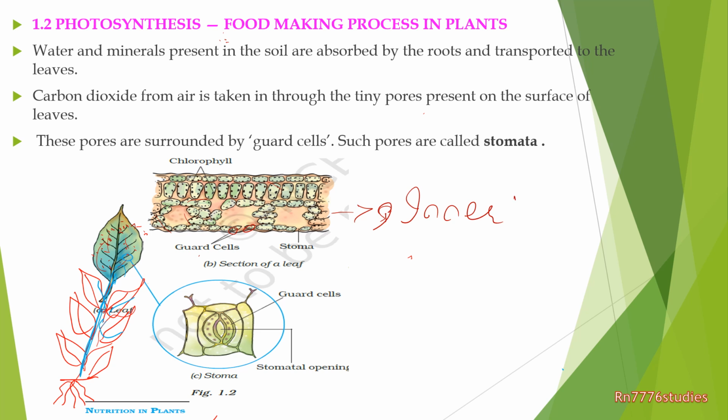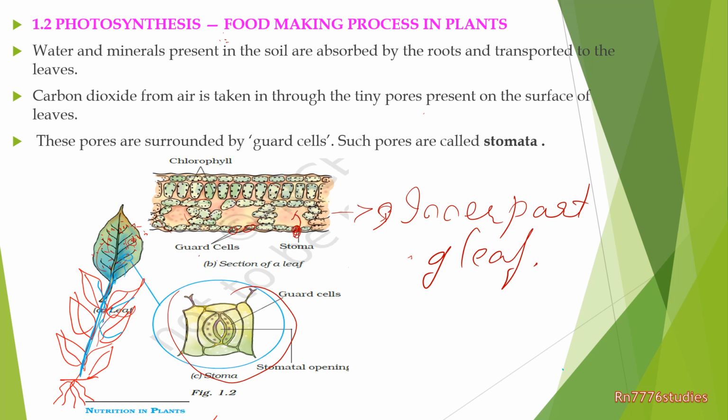Okay, inner part of leaf. So what happens here is these are the guard cells present in the leaf. Such pores are called stomata. See, this is stoma. That is, this is stoma opening.